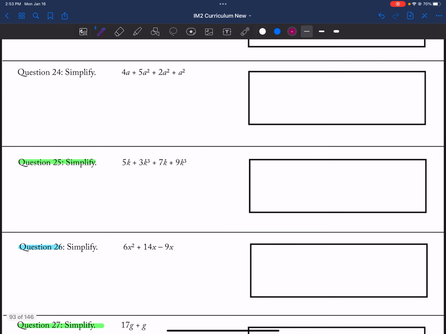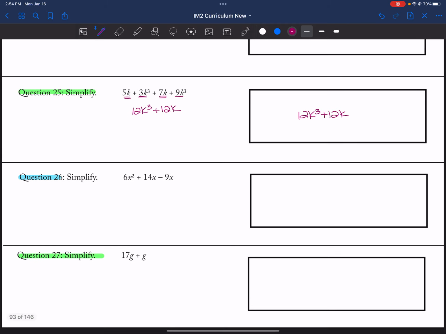And then I'm going to do my k cubes first, because I always like to write going from the highest exponent down. So we're going to do 9 plus 3, which is 12k cubed. And then a 5k and a 7k gives me a 12k. So I have 12k cubed plus 12k. And then I have 17g, and 1g gives me an 18. So I get 18g. Write that a little bit better.